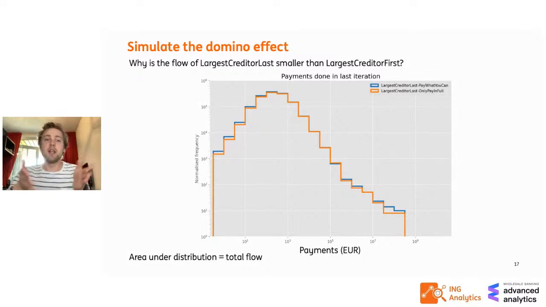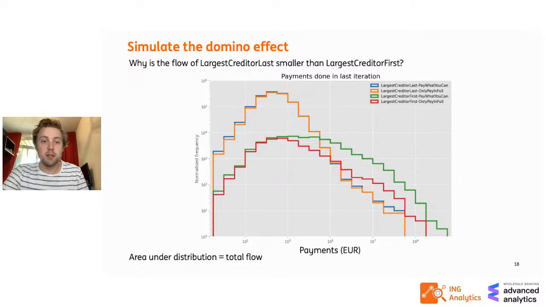When we look at the payments that are done in the last iteration, it will give a sense of which bills are paid and which bills are defaulted on. For the orange and the blue line we just saw, the largest creditor last, we see that overall the most obligations that are still paid are on the order of 500 euros, so to speak. The area under this distribution is the total flow of money we saw in the last slide, so the height of the line. For the other strategies, the largest creditor first, we see that this distribution looks definitely different, because it's lower, but it's also more skewed to the right. And remember, this is on a log scale, so a few steps to the right can already mean thousands or maybe millions of euros more or less.